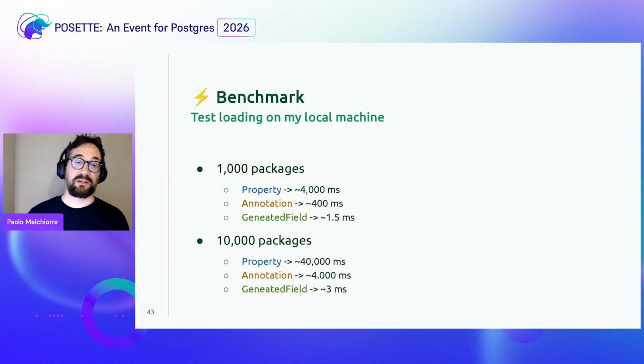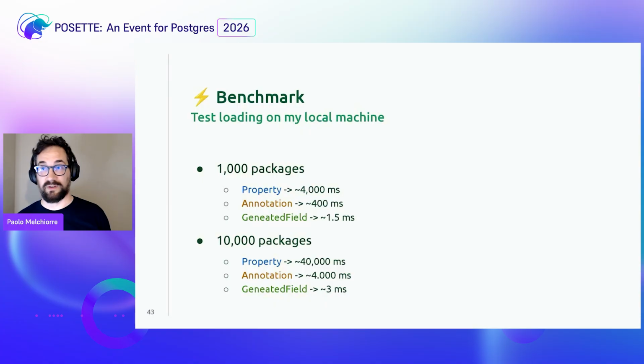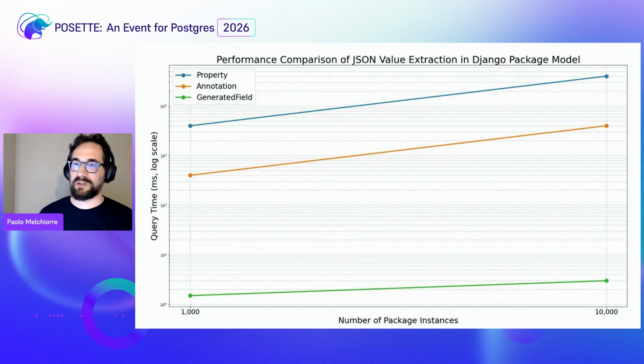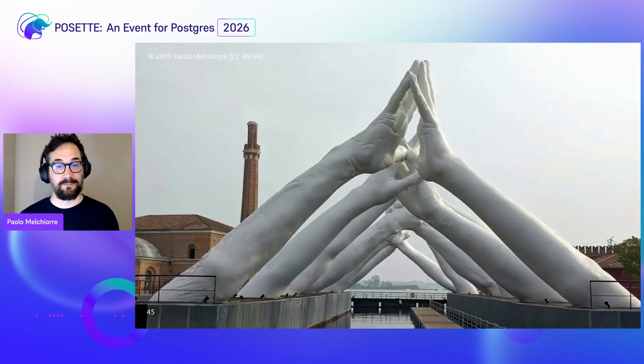In fact, I tried to benchmark locally on my computer, and with multiple types of packages, you can see from here that using the generated field is very, very fast. This is a logarithmic representation of the differences. Of course it can be different on your computer, but I think more or less you can find that the generated field is quite a bit faster.